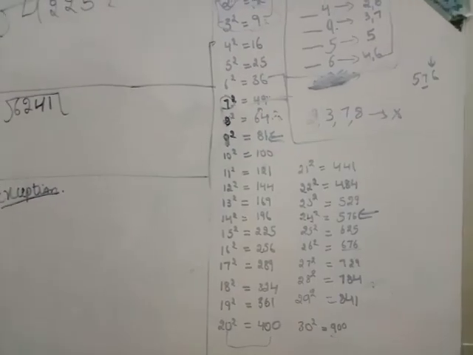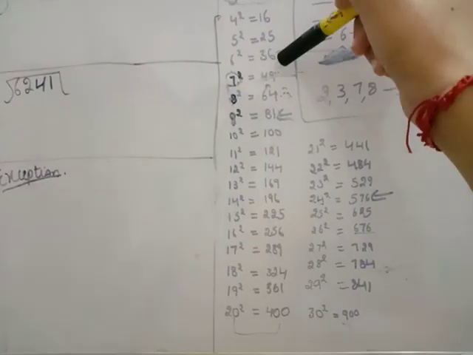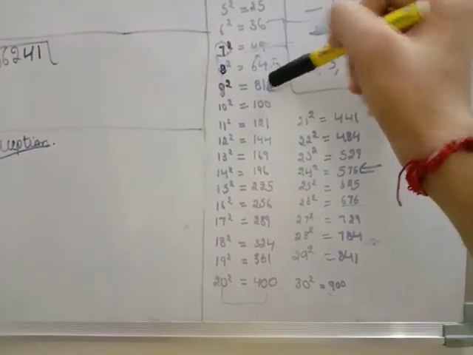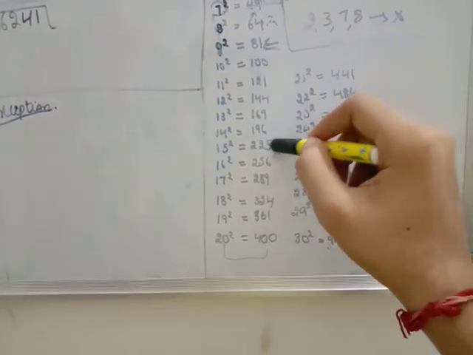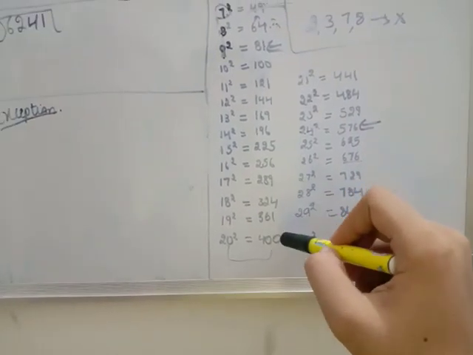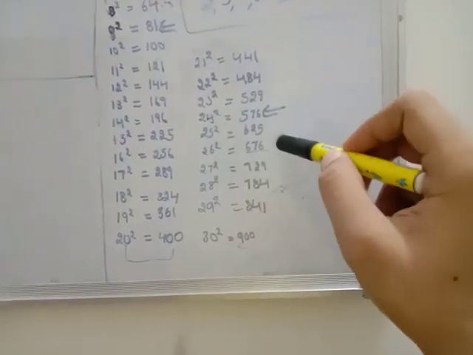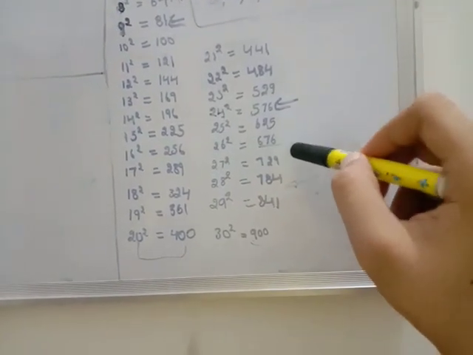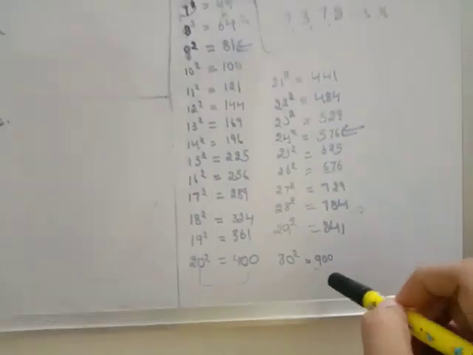Got it? Okay. So as I have written, the square of 1 is 1, then 4, 9, 16, 25, 36, 49, 64, 81, 100, 121, 144, 169, 196, 225, 256, 289, 324, 361, 400, then 441, 484, 529, 576, 625, 676, 729, 784, 841, and finally 900.